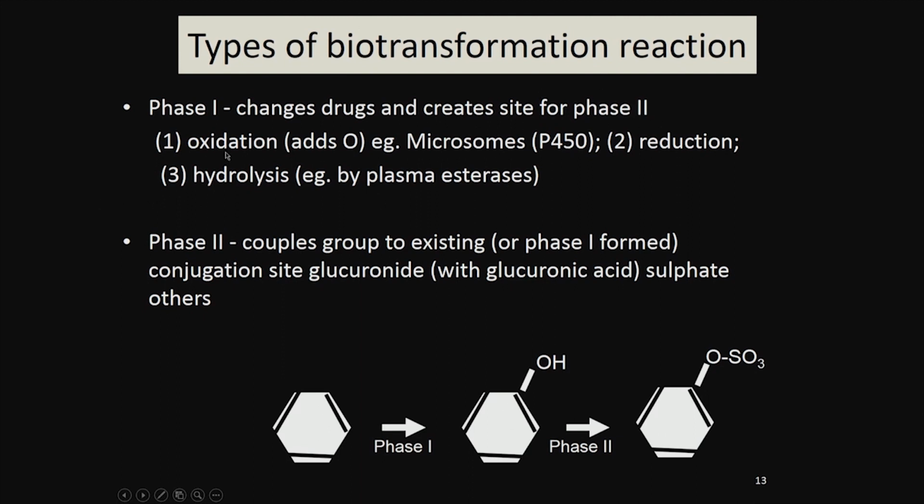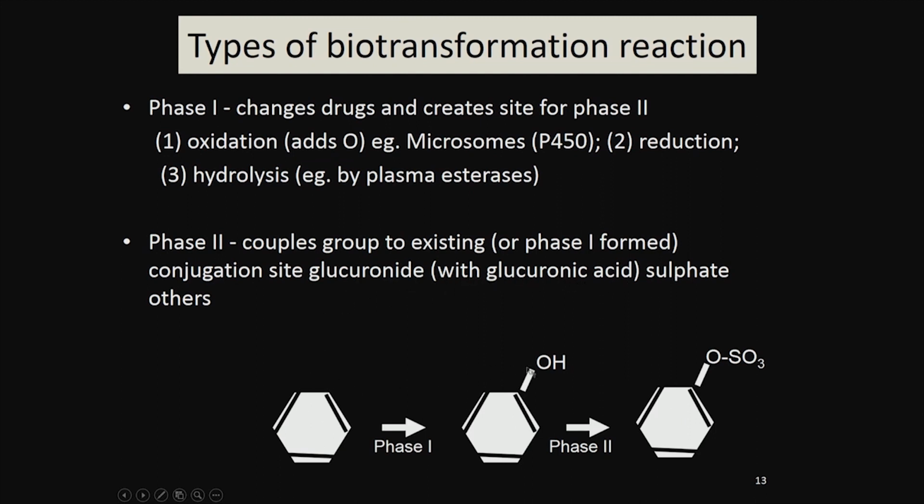So phase 1 is a very simple metabolism. You do oxidation, that means you are adding oxygen, okay, using a P450 type of enzyme. You do reduction, that means hydrogen H is added or O is removed. Hydrolysis, that means OH is added by esterases. In phase 2, groups are coupled to existing or phase 1 formed conjugation sites. So glucuronide with glucuronic acid, sulfate and others.